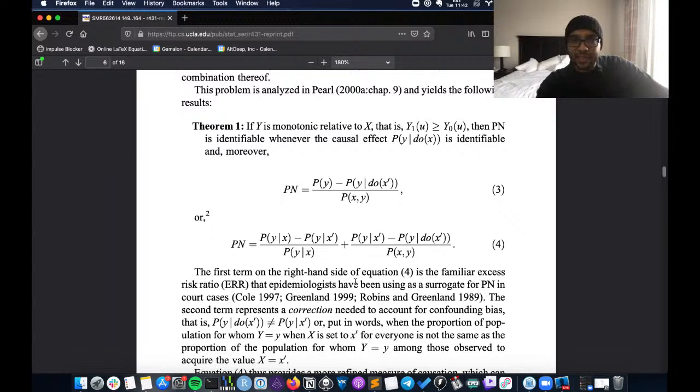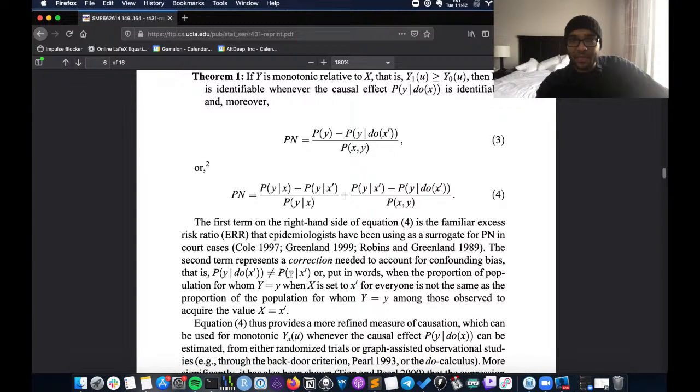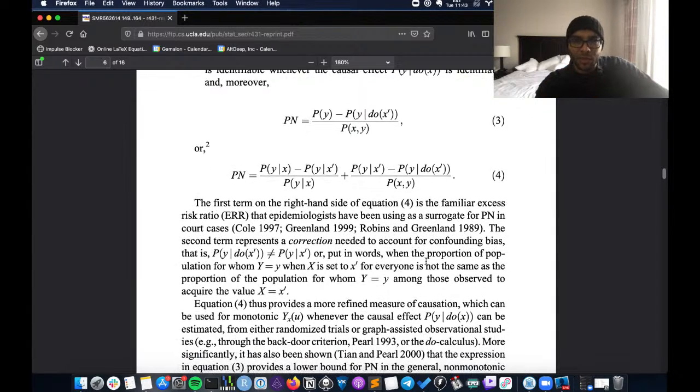The first term on the right-hand side of equation 4 is the familiar excess risk ratio that epidemiologists have used as a surrogate for probability of necessity in court cases. The first term here, huh? Oh, okay, I see. So he's parsed it out into things that people might be more familiar with. And it's an additive thing here, so interesting. So that parses that way. Although I don't find it particularly intuitive.